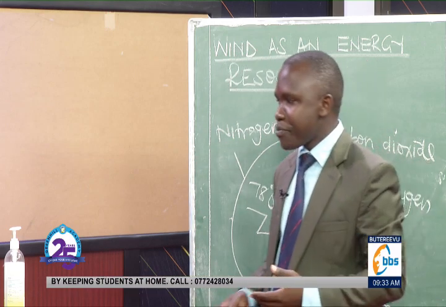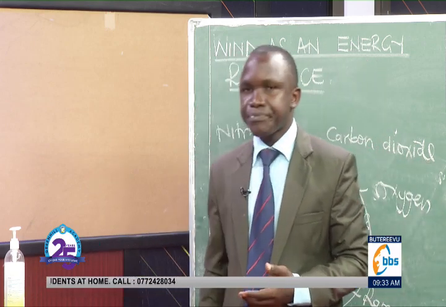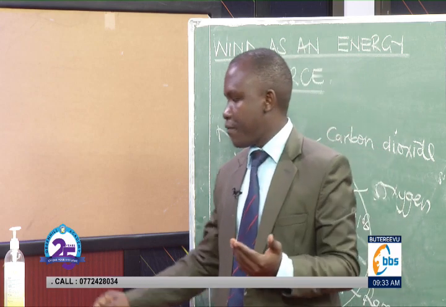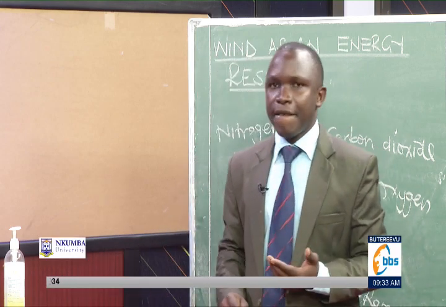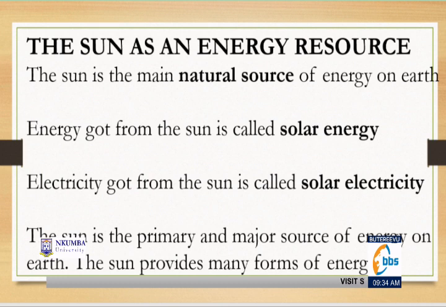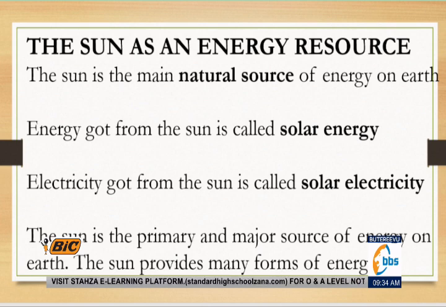Now, how do we as people use the sun as an energy resource? One, the light from the sun is used by people to see. Okay? The light from the sun is used by people to see. And that same light is also used in the generation of solar energy, in the generation of solar electricity.